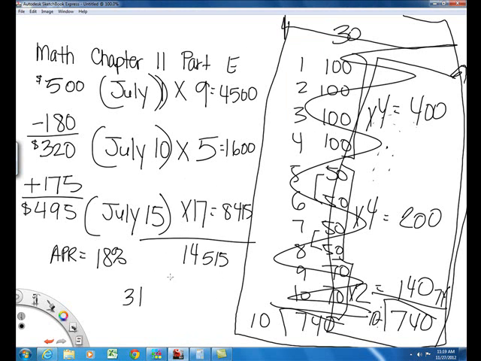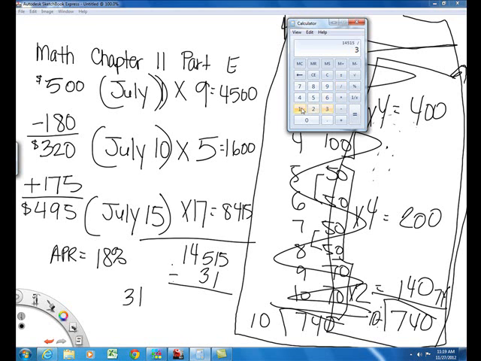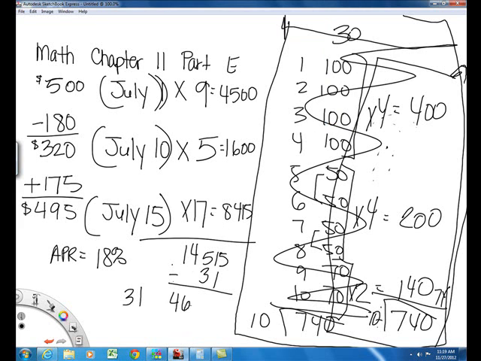I divide that by the number of days in that month, which is 31. And that tells me that I had $468.23. So $468.23 is my average daily balance. So on the average, I had $468.23 on that account.